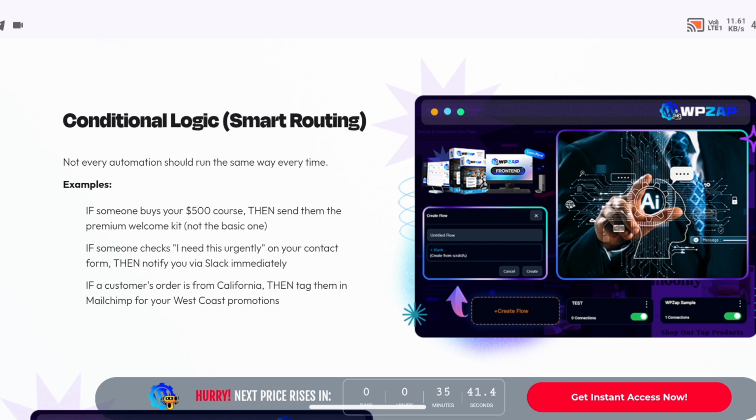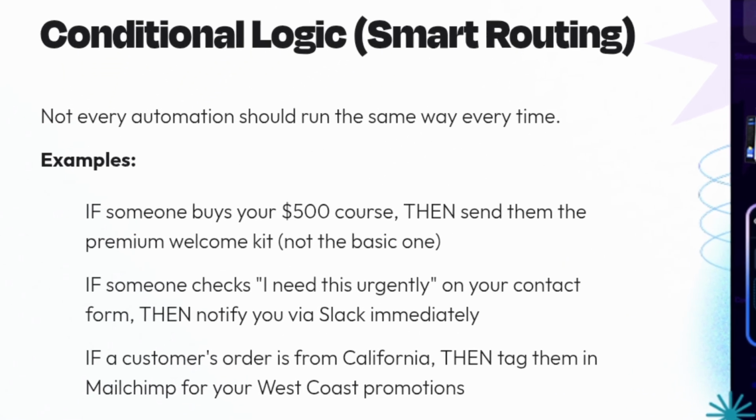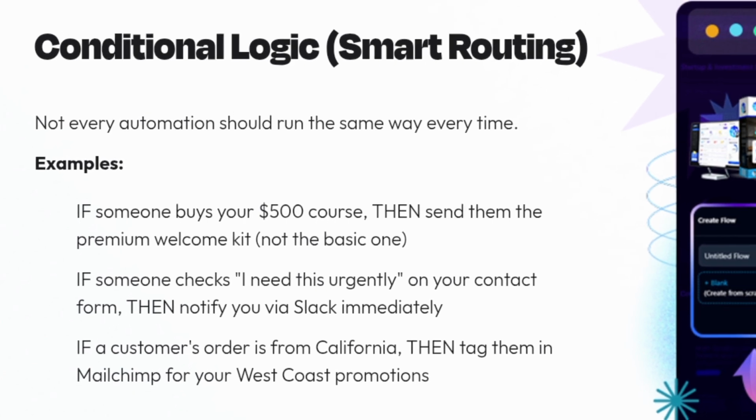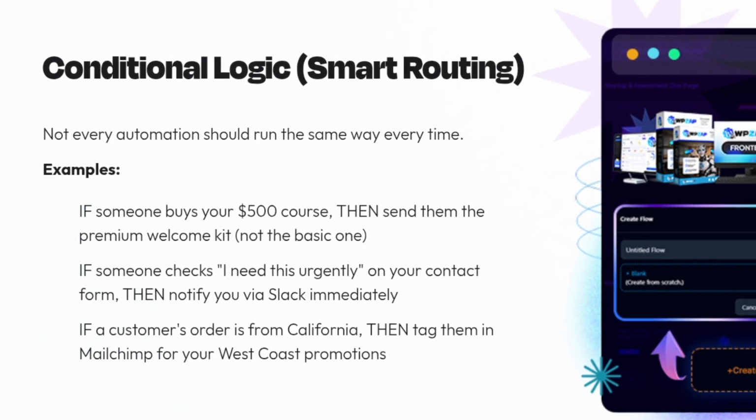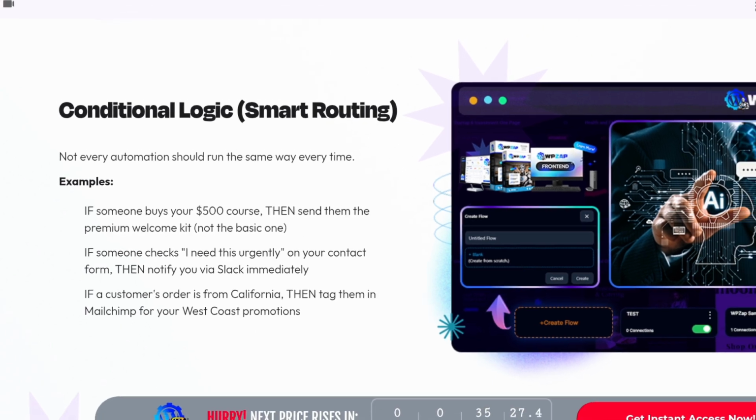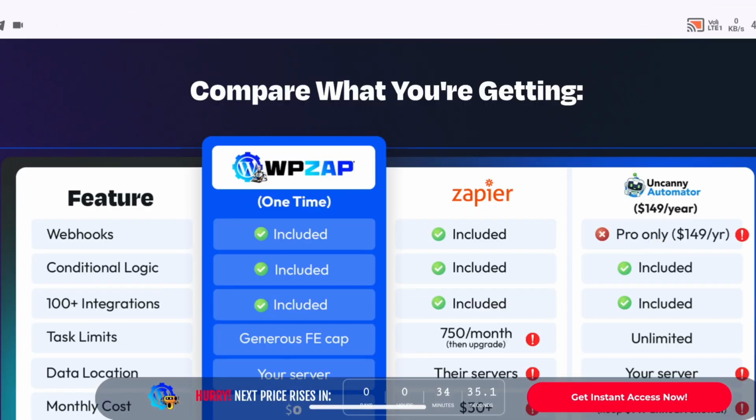It handles conditional logic too. Example, if a customer buys a $500 course, then send the VIP welcome kit. If they buy the $10 ebook, then send the basic email. Smart routing, zero coding.